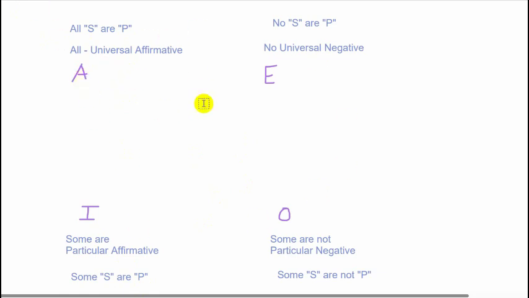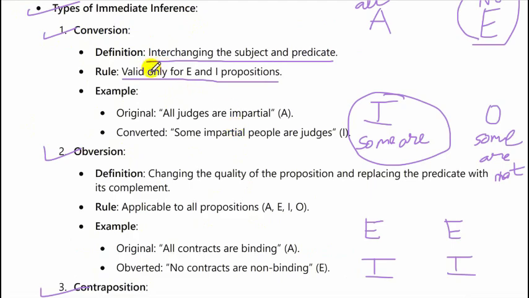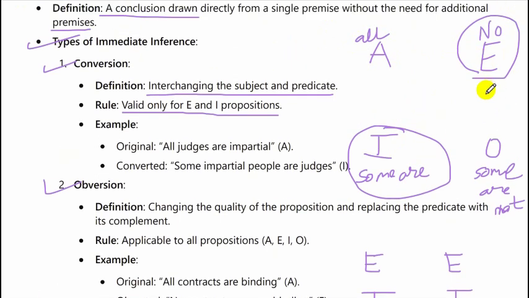So this is how you convert. Now, coming back to conversion. In the conversion process, only E and I can be converted. This is simple conversion. And what are the rules for that conversion? I'll explain later. So right now, E and I can be converted. E can be converted to E, I can be converted to I.